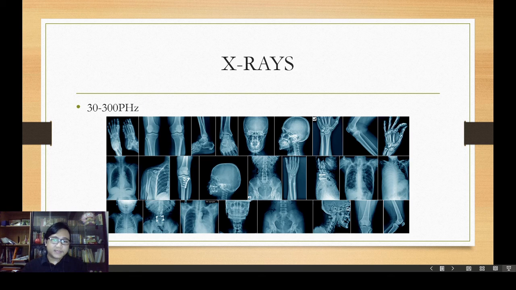The next is X-rays. The frequency ranges from 30 to 300 petahertz. The most familiar use of X-rays is to examine broken bones or to see the teeth buildup, so the doctors can easily cure or remove the problem.